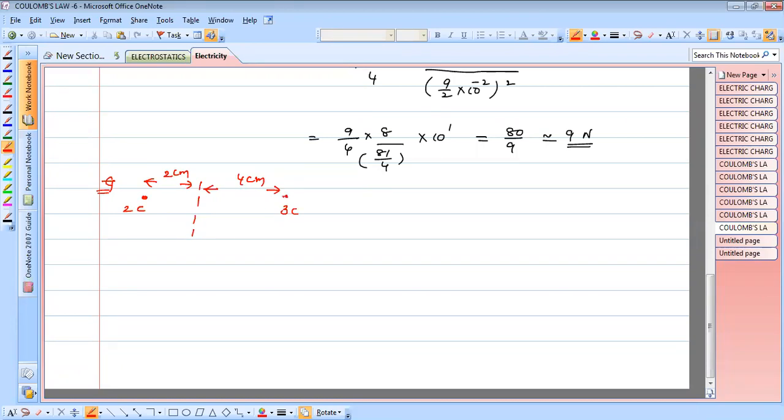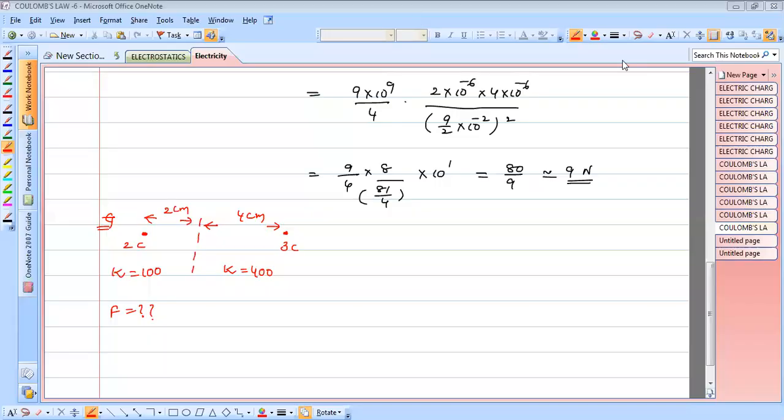This is 2 coulomb and 3 coulombs. Now it is filled with the dielectric constant 100. Now it is filled with the dielectric constant 400. It's completely filled with medium, but the two are different mediums, not air. Now the question is, what is the force between these two charges? The two charges are separated by 6 centimeters, but some portion is filled with the medium of dielectric constant 100, another portion with dielectric constant 400. What is the force between the two charges?